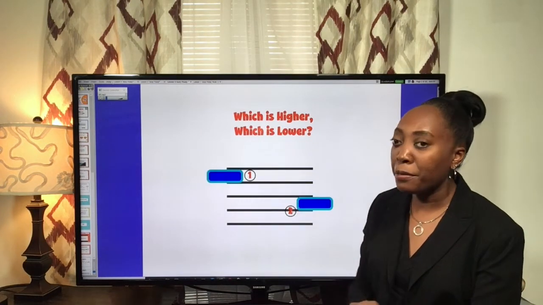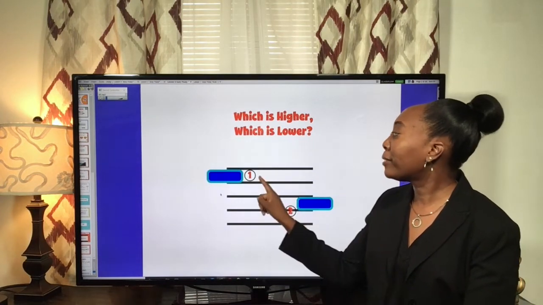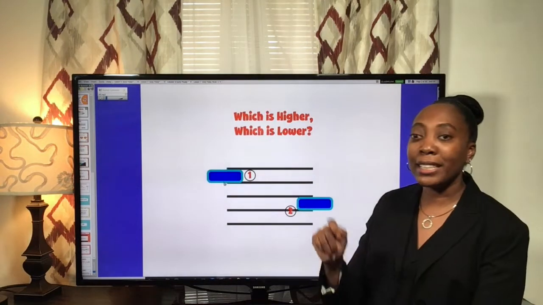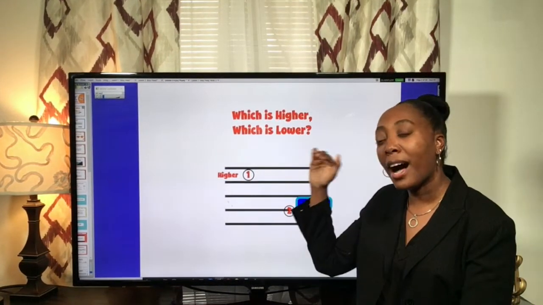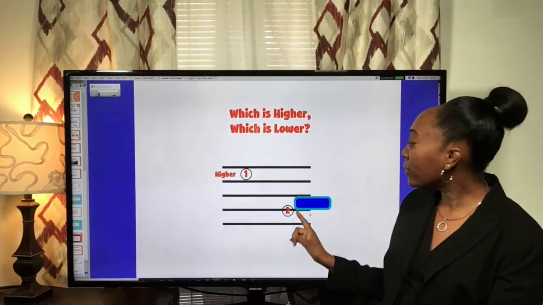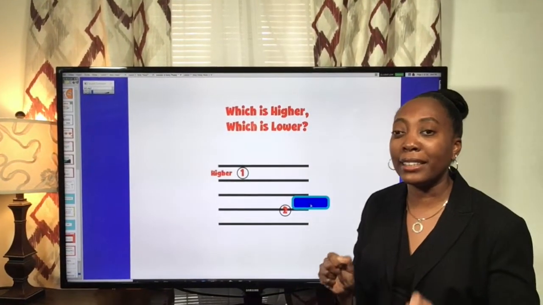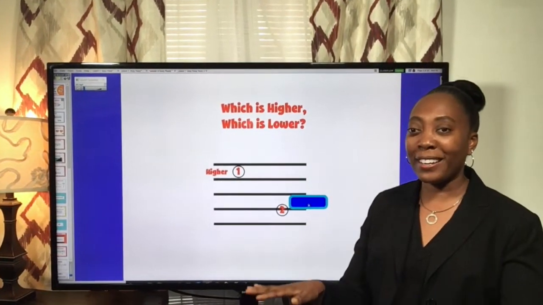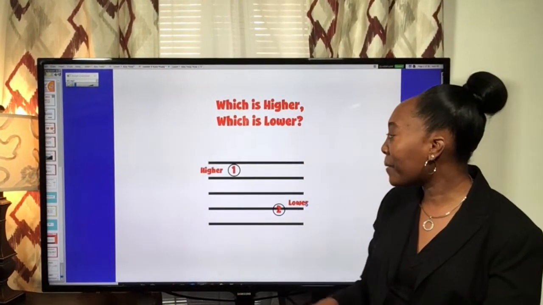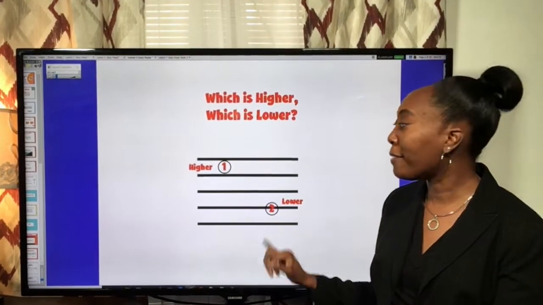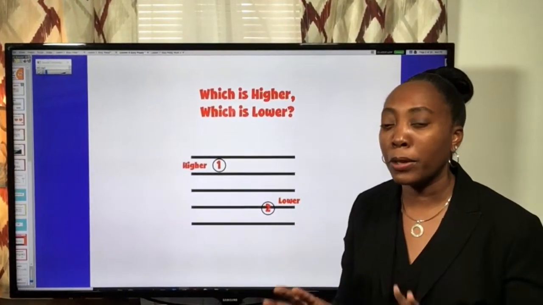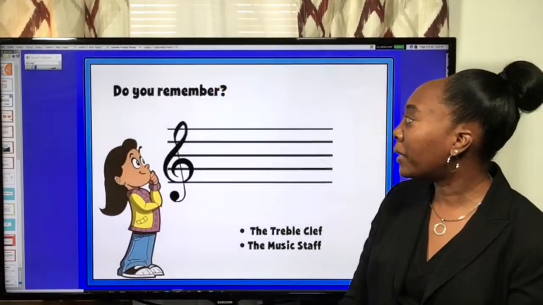Well, you should know from the last lesson, circle number one is yes, higher, right? Because it's on the higher part of the staff. And circle number two is lower. Yes, lower. Lower it is because it is on the lower part of the staff. So you're really learning so much. All right, let's move along.